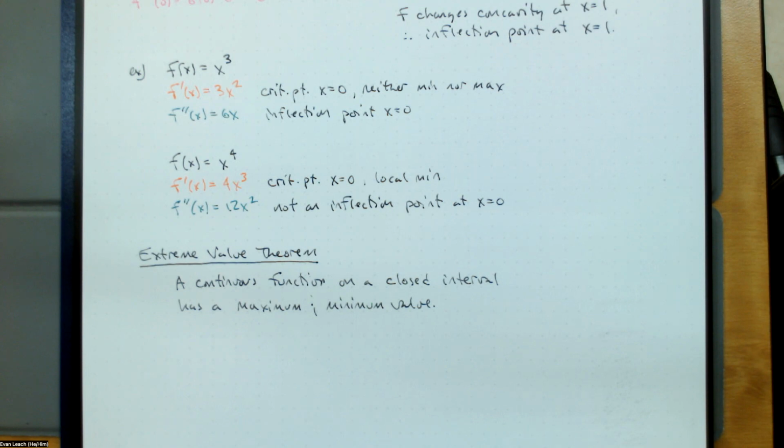So when we say global, we mean on the closed interval. It's like calling the World Series champions the World Series champions, even though it's kind of like on the closed interval of Major League Baseball teams. Any questions? Comments?